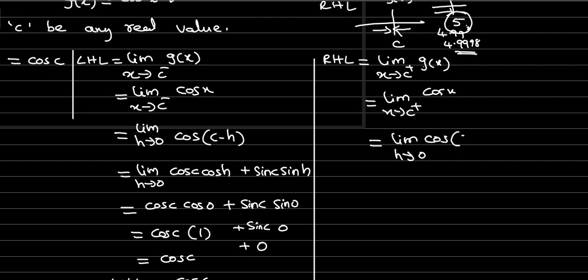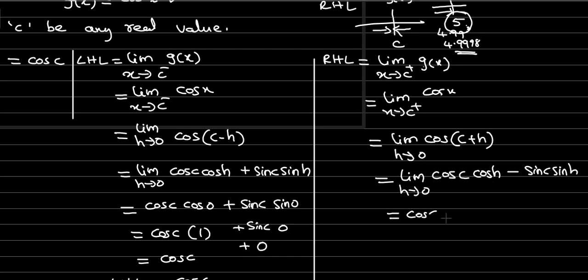Now cos of c plus h. Using the cos of x plus y formula, I am going to expand this, then apply the limit. That is cos c cos h minus sin c sin h. Now let's apply the limit. So cos c cos 0 minus sin c sin 0. Sin 0 value is 0, so the entire term becomes 0. Cos 0 value is 1, and 1 times anything gives cos c. So what is the right hand limit that we got?